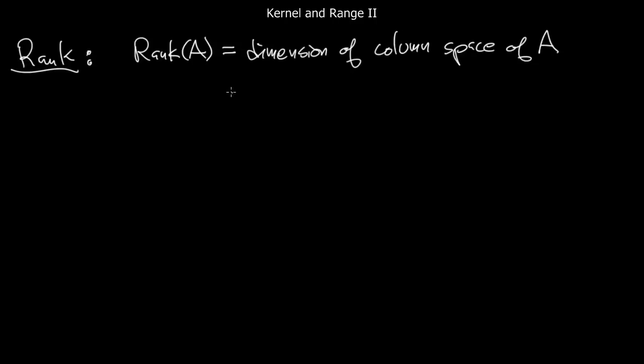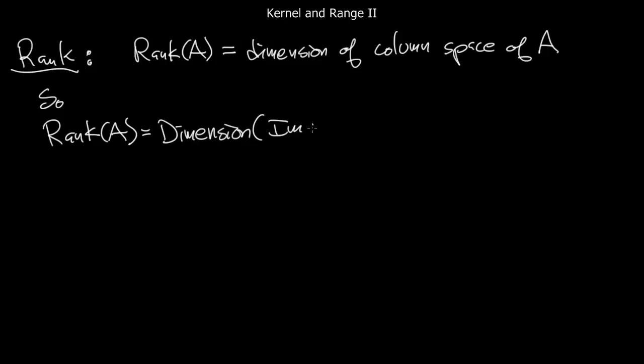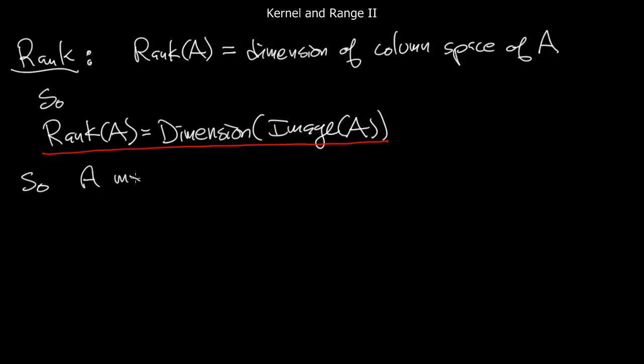And, well, the column space, of course, is the range. So we conclude that the rank of A is just another way of saying the dimension of the image. So this is an important basic fact. The rank is telling you the dimension of the image of A. Okay. So there are various identities that this introduces.